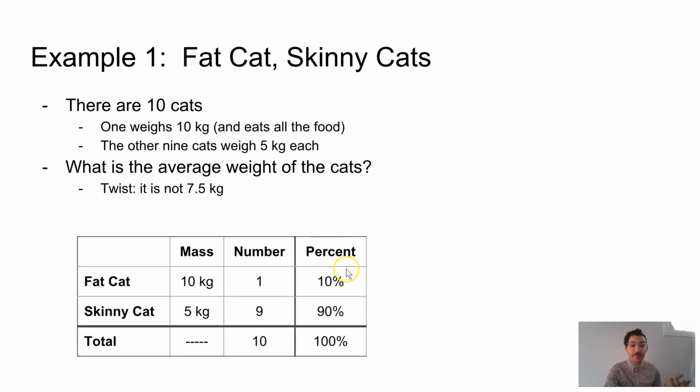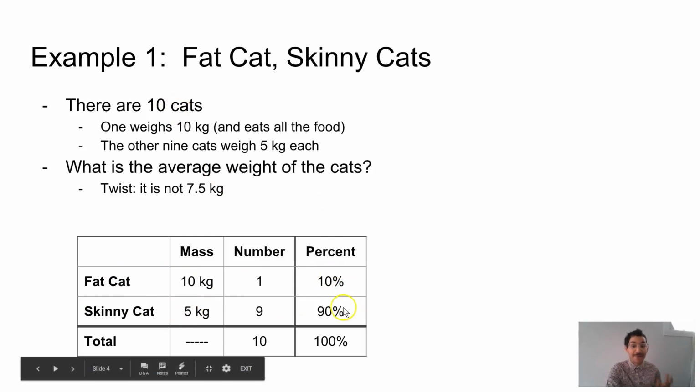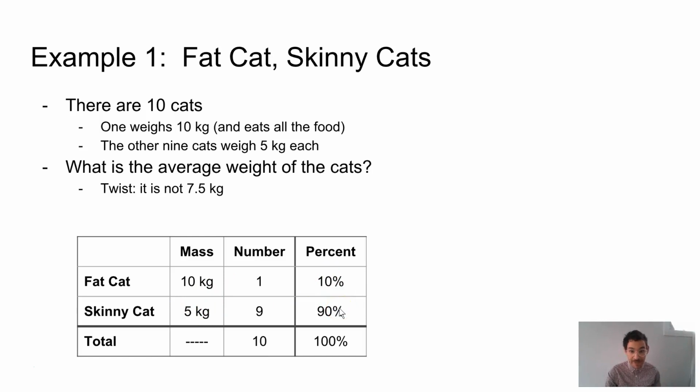Well, we're going to get a percentage that goes with each of our masses. So we know that the fat cat makes up 10%, 1 out of 10, of that group. And we know the skinny cats make up 90% of that group. So now with this data in hand, this nice little table, we can go ahead and get a weighted average. Let's do that on our next slide.